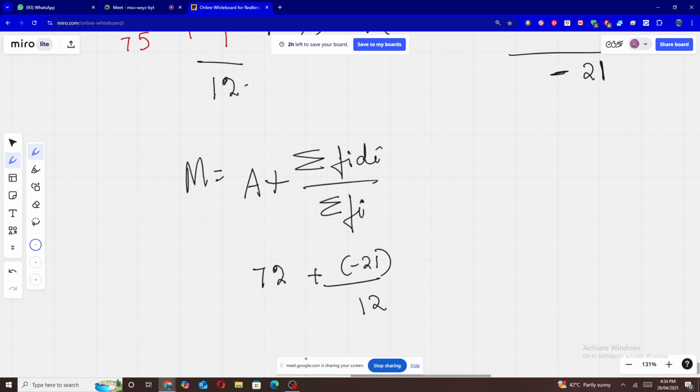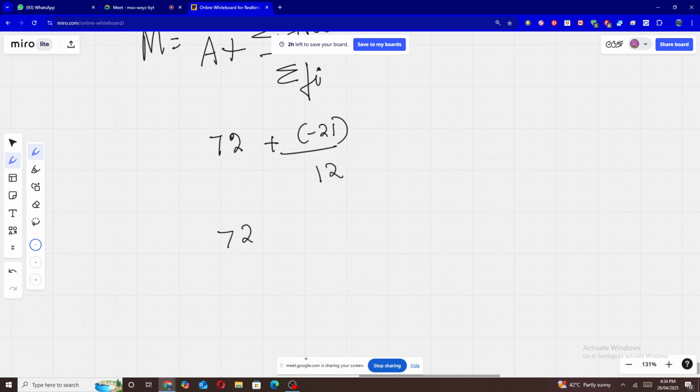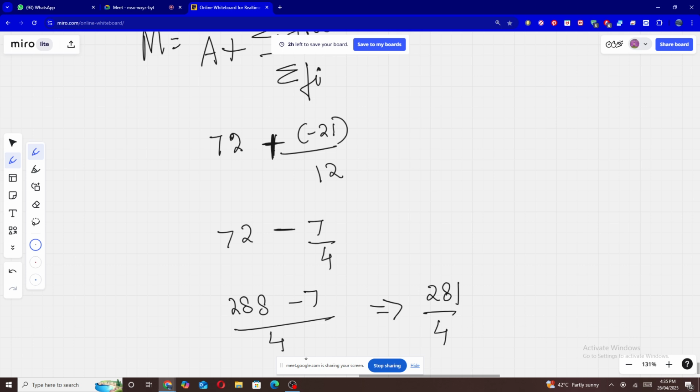21 by 12, I can simplify. 7 by 4, right? I can simplify it now. 72 plus minus 21 by 12. Can you cut 12 and 72? You can never cut. There is a plus sign. You can only simplify this fraction. So then LCM will be 4. 72 into 4 is 288, minus 7, 281 by 4, which you cannot cut.